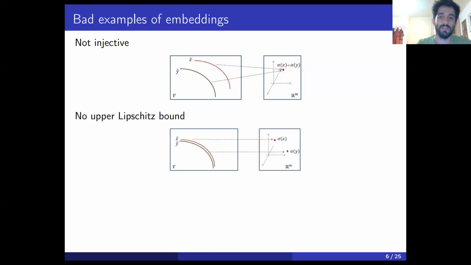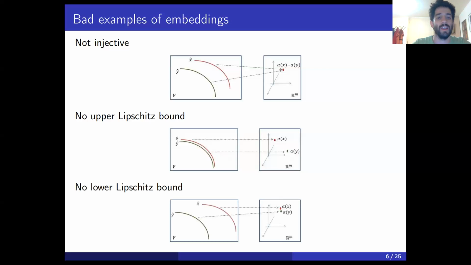Another thing that is not so good is having two orbits that are really close to each other, and then our embedding sends these two orbits to points that are far away. Again, the reason we don't like that is that when we have very similar results in our data, we also want similar model predictions. So we want our embedding to have an upper Lipschitz bound, and of course also a lower Lipschitz bound.